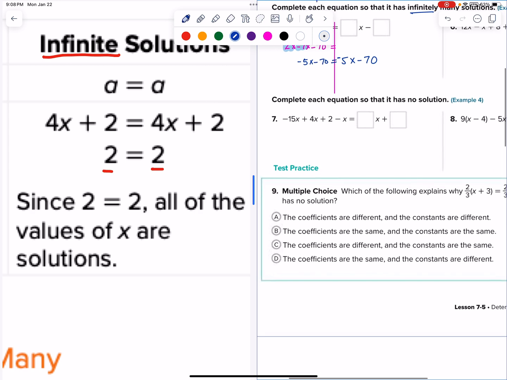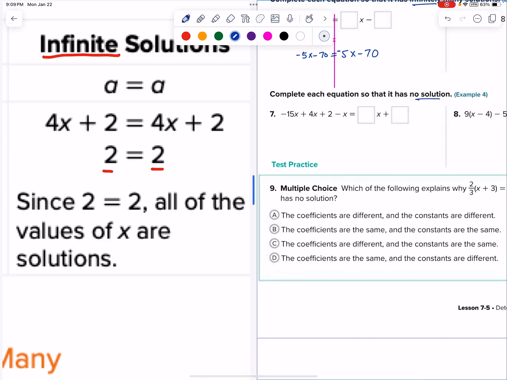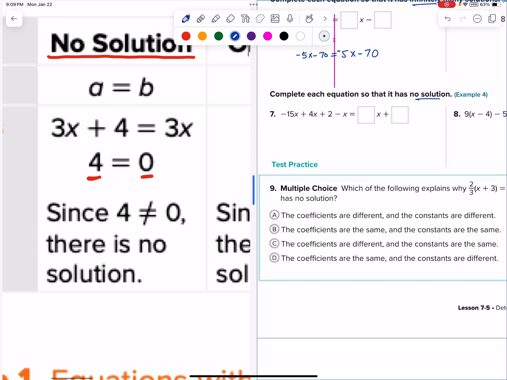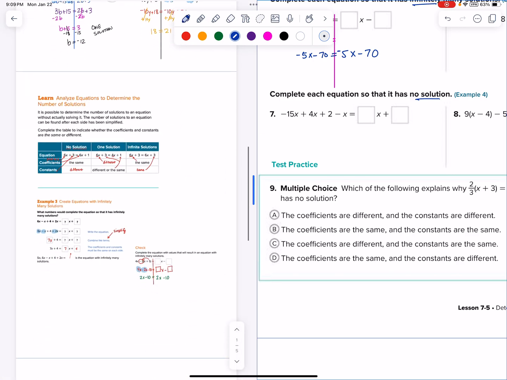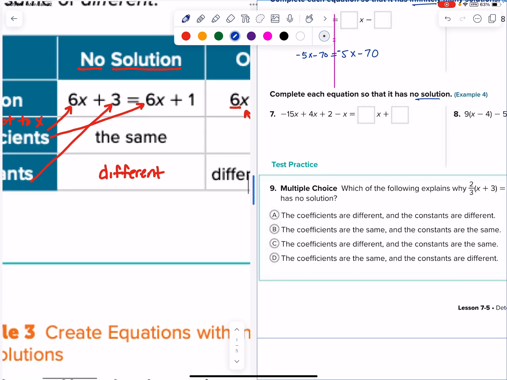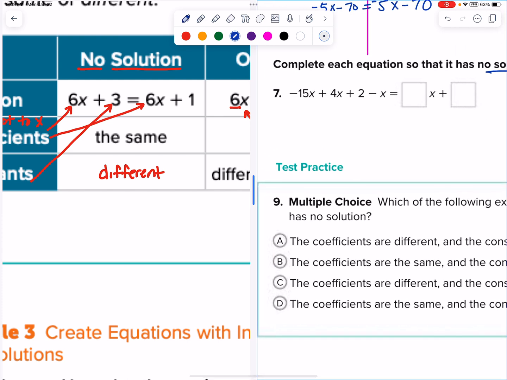Let's go ahead and try number 7. This one has to be no solution. So no solution means that we end up with a number equals a whole different number. Okay, what's the format for that? Well, the coefficients are the same, but the constants are different. So let's go ahead and try to get that set up and create that.